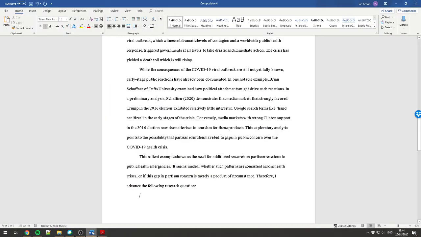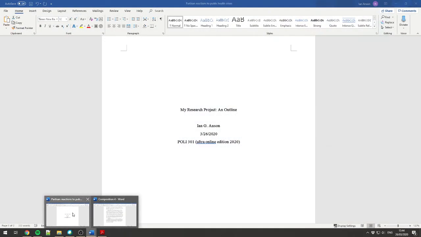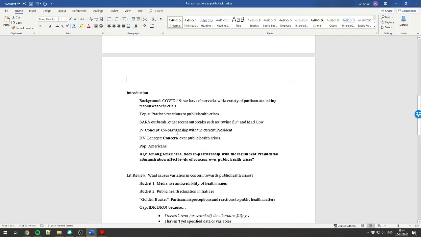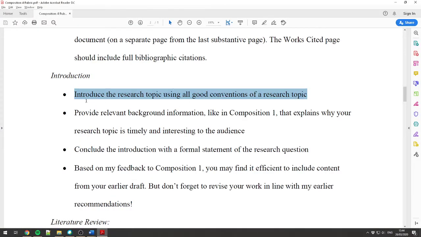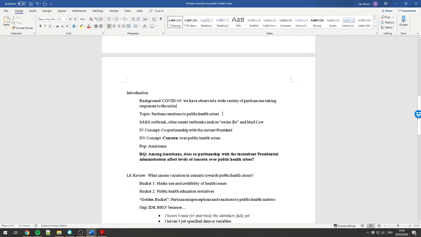Here we can go back to our outline because we've already specified this very nicely, right? Well, let's go back. All right, here's the research topic. We've introduced the topic, right? Partisan reactions here. So really, this is actually getting into the research question, right?